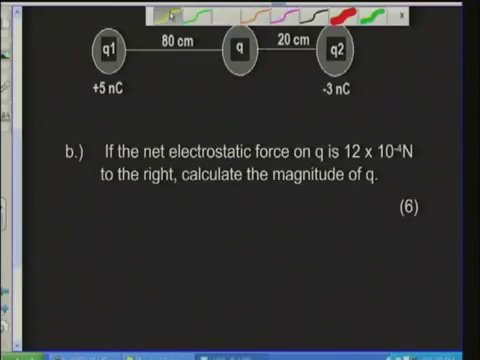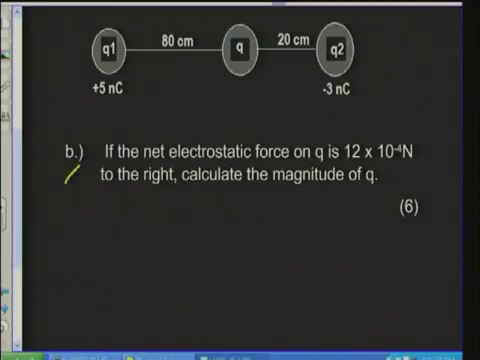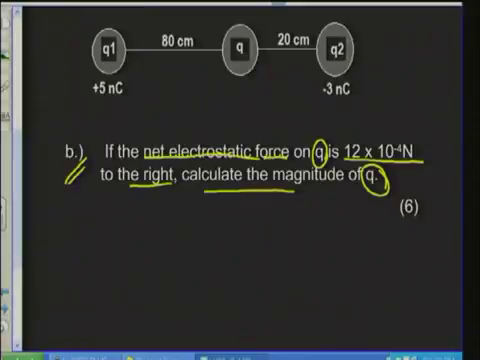Right. Let's move on to question number B. Question B says, if the net electrostatic force on Q is 12 by 10 to the power minus 4 newtons to the right, calculate the magnitude of Q. So we need to find the size of Q, charge Q. Now, there's a lot we need to deduce first before we can answer this question from the given information and from the diagram itself. Let's start with the diagram.